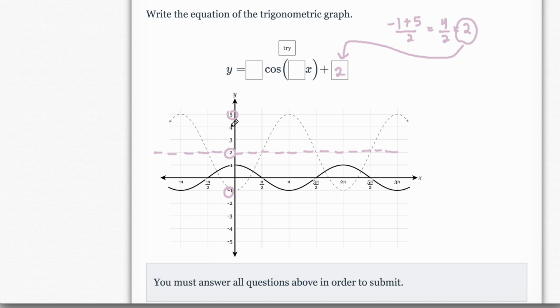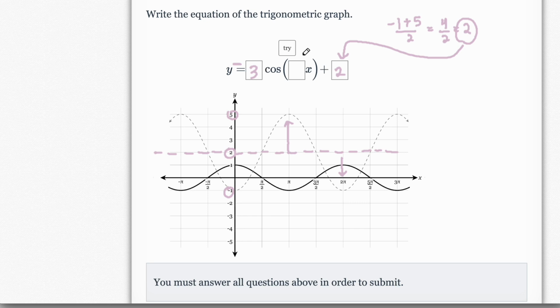Now, a cosine function starts at the top and goes down, but this cosine function starts at the bottom and goes up, which means I know there's going to be a negative in front. I also know from this midline, it stretches up 3 and it stretches down 3. So I know that's going to be a 3.